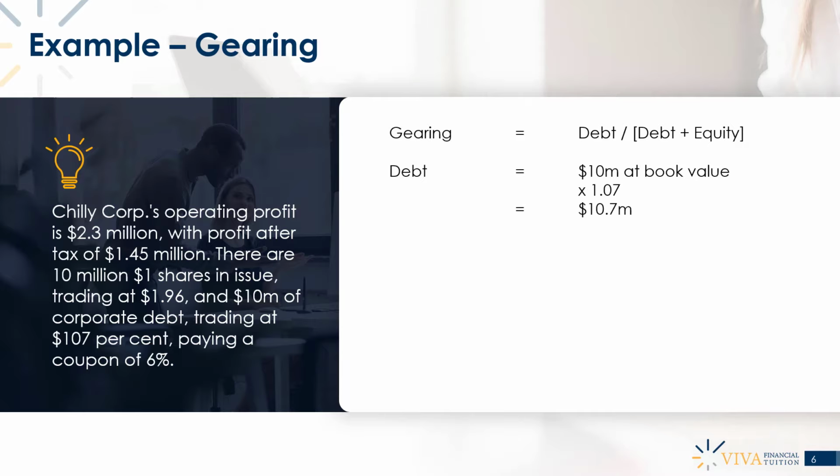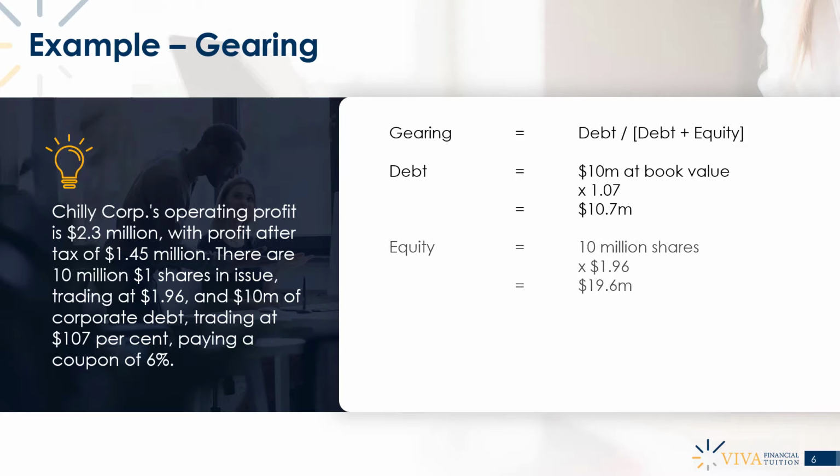Right, I did the debt calculation first of all. It told us in the scenario that there's $10 million worth of debt at book value, and it's trading at 107%. So that means it's trading at 7% higher than its book value. So I'm timesing it by 1.07 to get to a debt market value of $10.7 million.